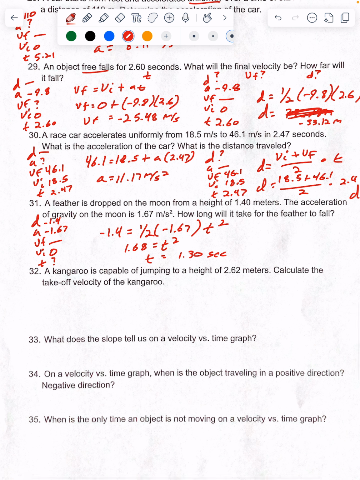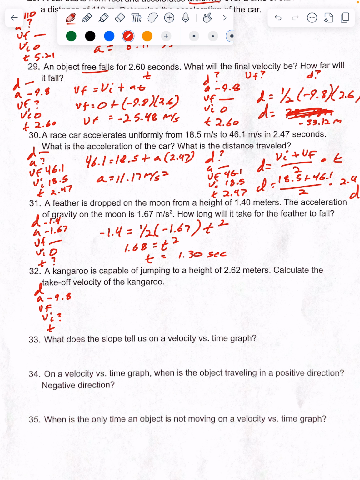Number 32: a kangaroo is capable of jumping to a height of 2.62 meters. Calculate the takeoff velocity of the kangaroo. Again, I only gave you one value. But we're talking about jumping up in the air, so it's like throwing something, so gravity is a factor. Gravity is what's pulling the kangaroo back down, so A is negative 9.8. You have to be careful on this. Anytime we drop something, VI is 0, but if the kangaroo's jumping and VI was 0, it wouldn't go anywhere. It'd just be sitting there. So VI is what we're actually looking for: the takeoff velocity.